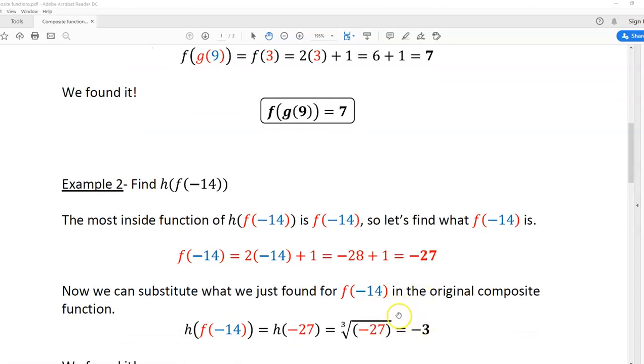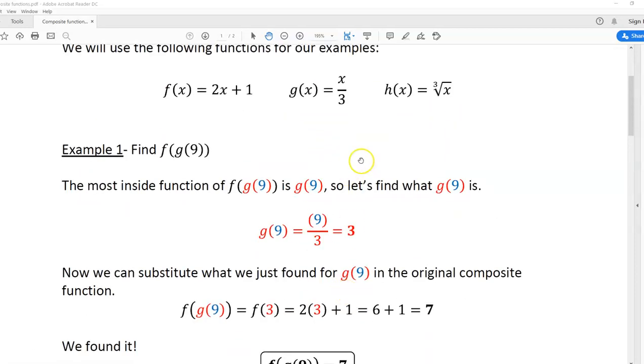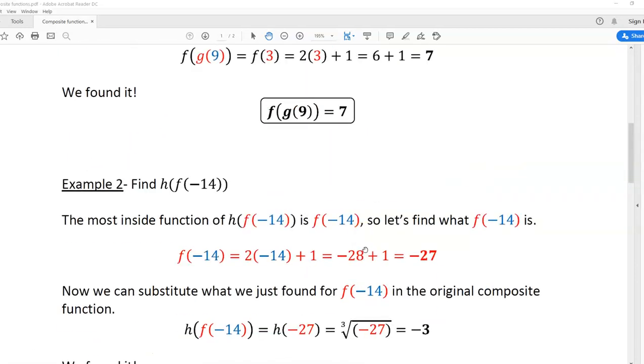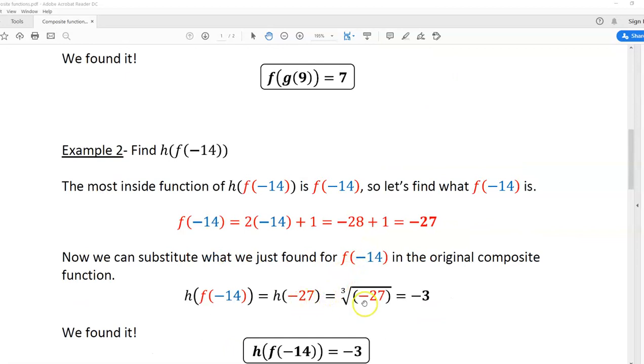So we'll substitute that in where there used to be an f of negative 14. This whole thing turns into negative 27. You see it here and here. And our h function is the cube root of x. Our x value is negative 27. So we're searching for the cube root of negative 27. That's negative 3. That's what h of f of negative 14 is. Negative 3. Start with the inside function and work your way out.